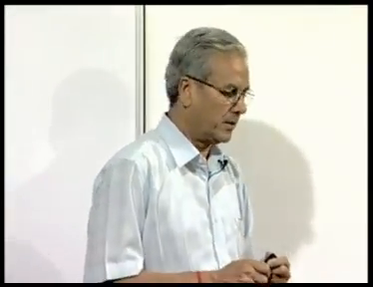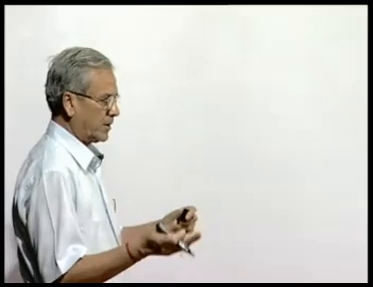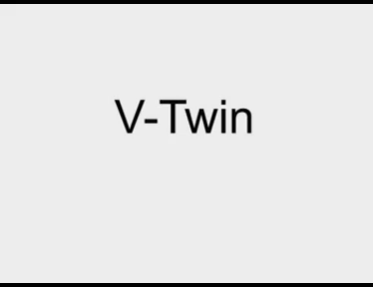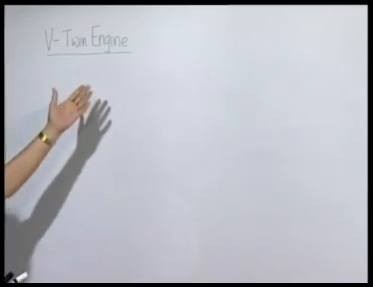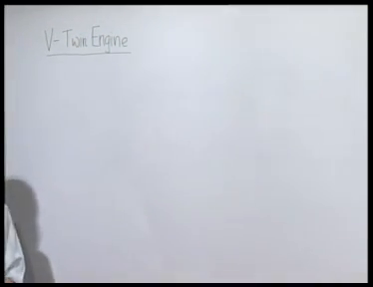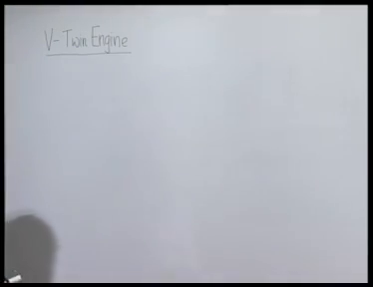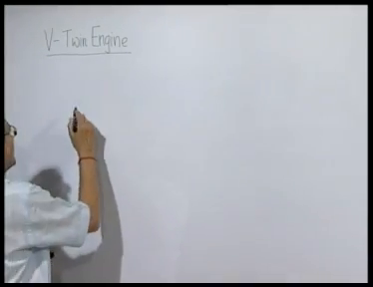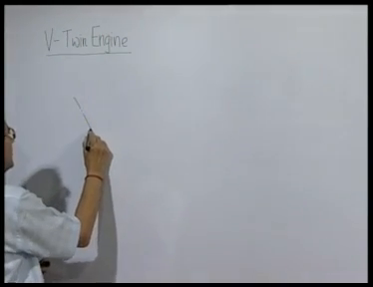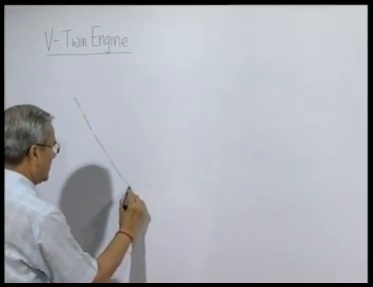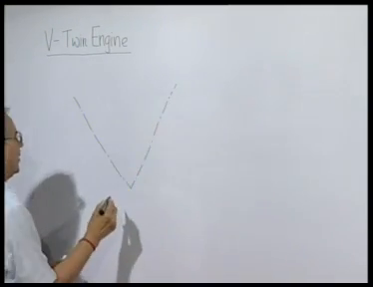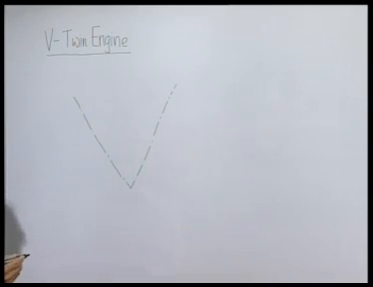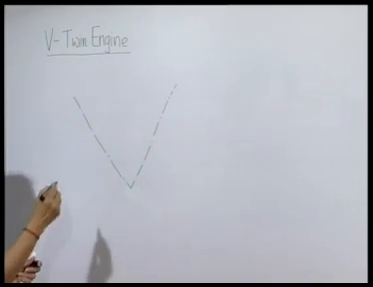So, apart from inline engine, another popular arrangement with reciprocating or slider crank arrangement is VTwin engine. It should be also remembered that though we are referring to these systems as engines, they can be compressors also or can be other types of machines also. In VTwin engine, the two identical cylinders, they rotate a common crank.